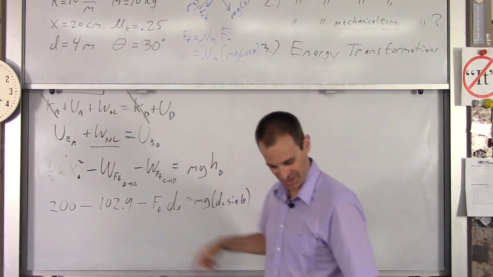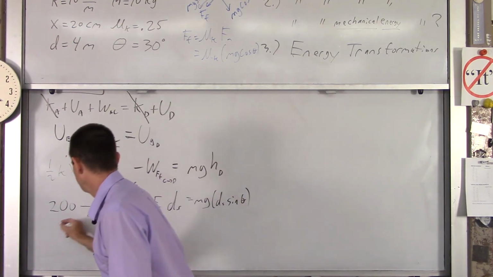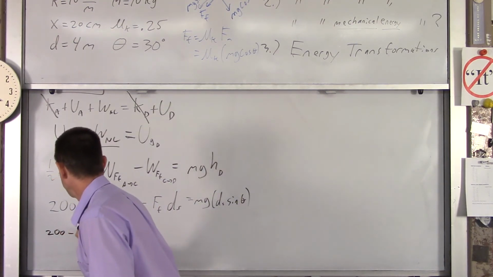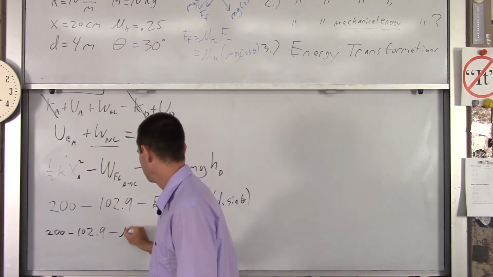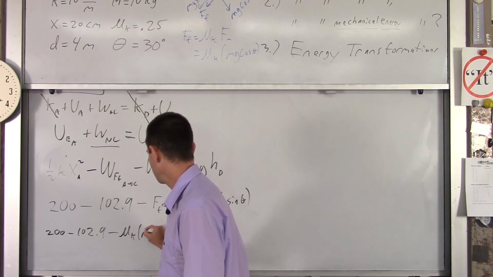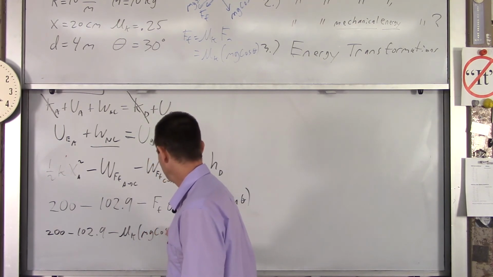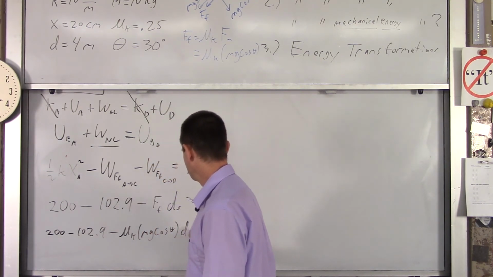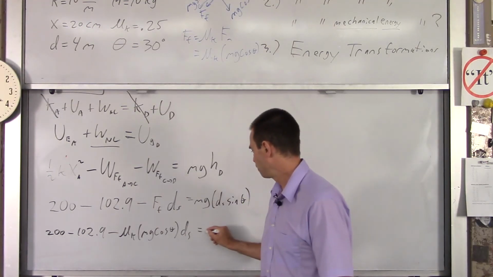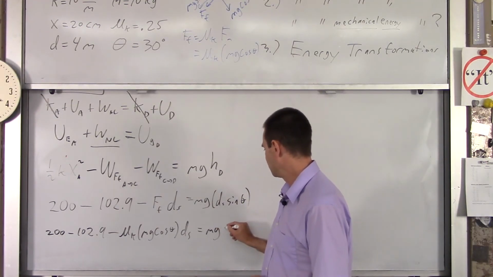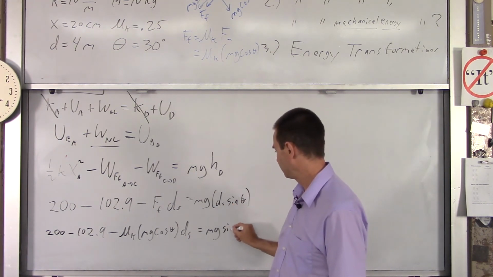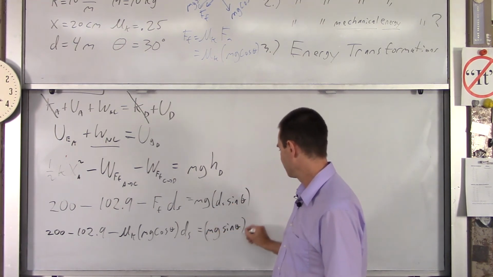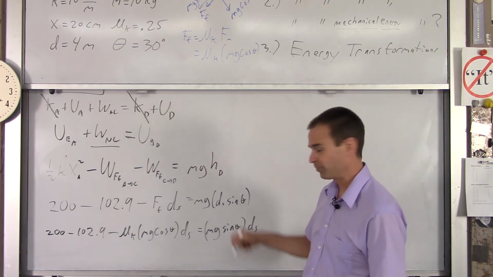So we will put that right here, okay? So here we go. We got 200 minus 102.9 minus force of friction, which is mu sub k times mg cosine theta times d sub s equals mg. I'll reverse this. I'll put the sine of theta first, and then d sub s after. I just flip those two over.